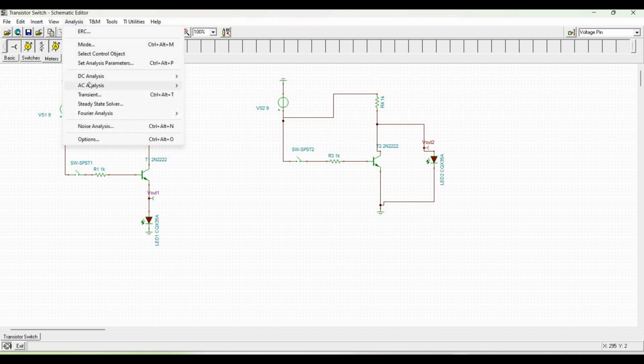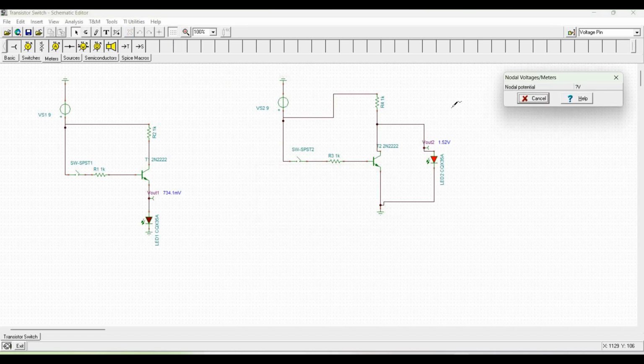When the switch is off for circuit 1, the LED is off. When the switch is off for circuit 2, the LED is on. For the next analysis, we will close both the switches. The switch is getting a supply voltage of 9 volt. Now let us run this particular analysis.